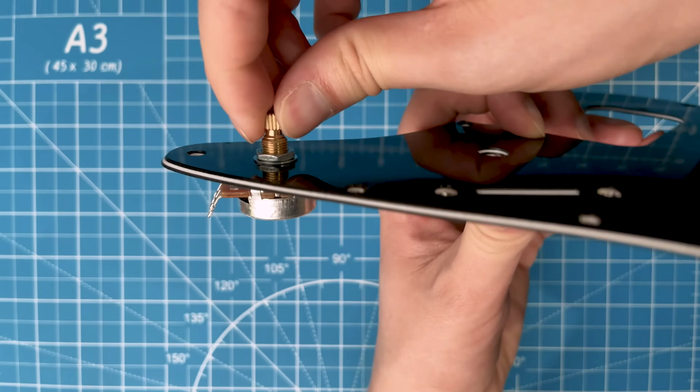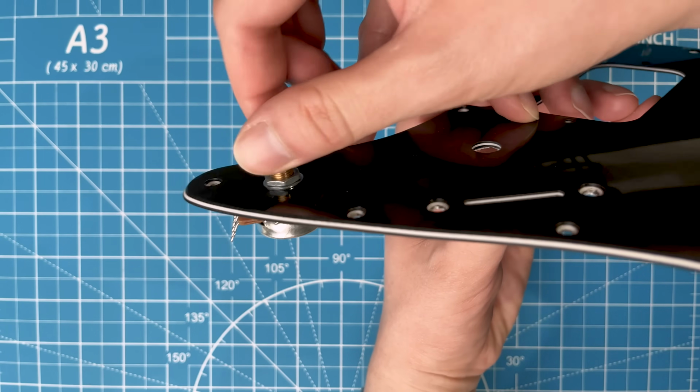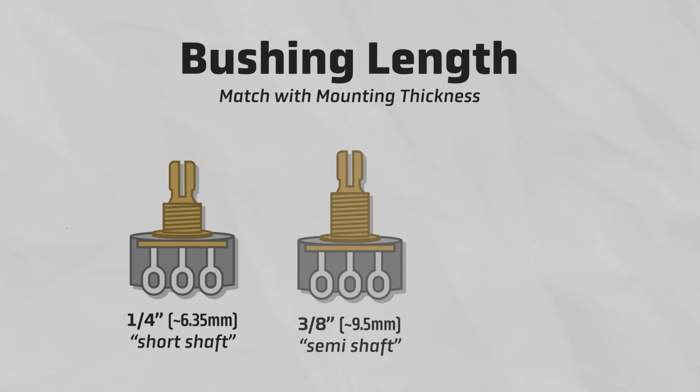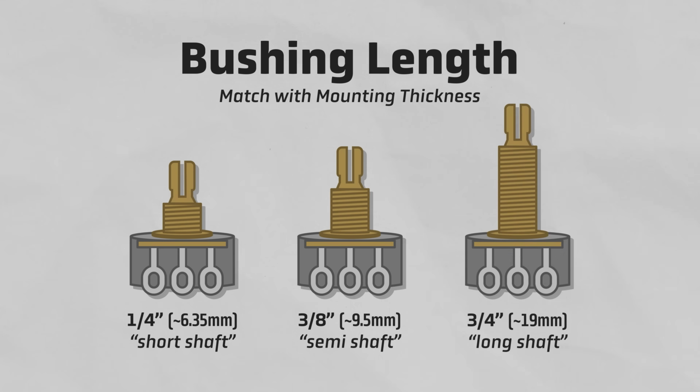Next, you'll want to make sure that the bushing on your pot, that's this threaded portion here, is long enough to fit the thickness of the mounting surface on your guitar, plus a nut and washer. There are short shaft pots which have a bushing length of a quarter inch, or about 6.35 millimeters. I've also used pots with a slightly longer bushing length of 3/8, or 9.5 millimeters. And then there are long shaft pots with much longer bushings around 3/4 inch, or about 19 millimeters in length.